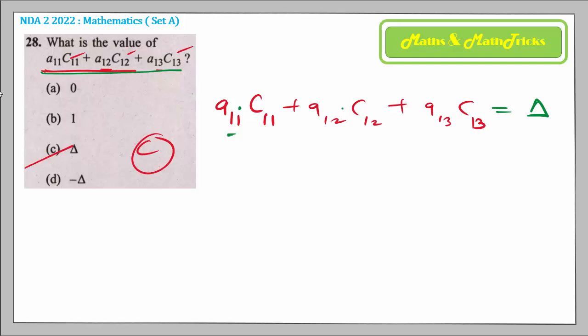This is the definition of the determinant of the 3 by 3 matrix, that it is the sum of the products of elements in a row or a column with their corresponding cofactors. Now for row number 1, they have displayed A11 with C11 plus A12 with C12 plus A13 with C13, which is the definition of the delta, the determinant of the matrix, which they indicated by the symbol delta.